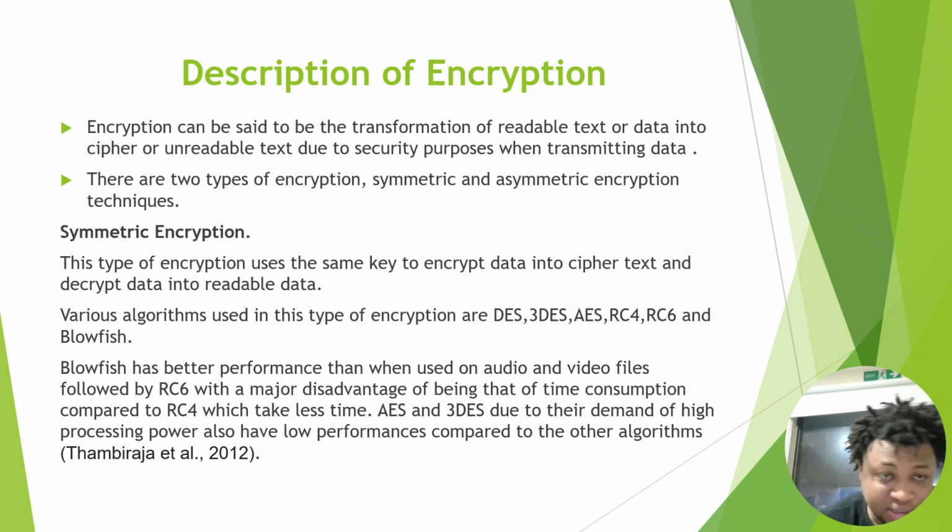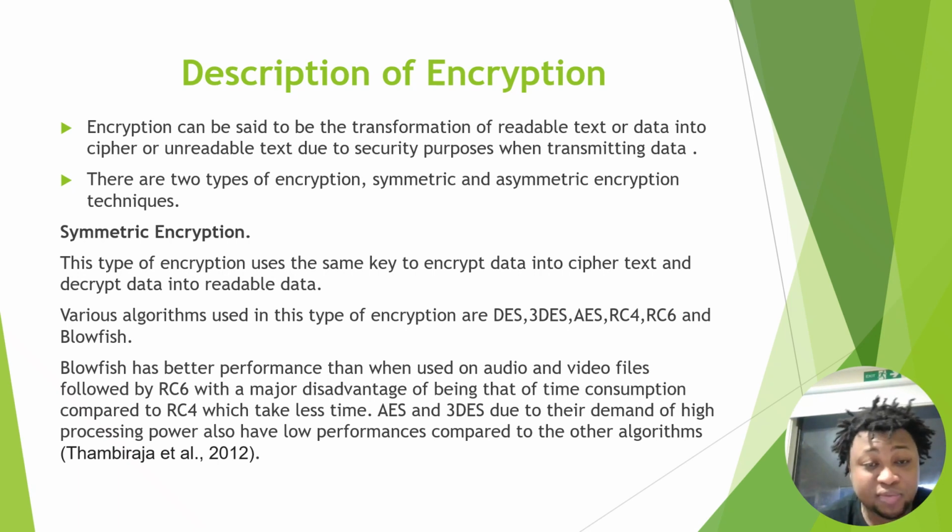So I'll start by describing what encryption is, which is a transformation of readable text into ciphertext. This is done through certain types of algorithms, which we'll come to see later. There are two major types of encryption, which are symmetric and asymmetric encryption techniques. I'll start by defining what symmetric encryption is. This type of encryption uses the same key to encrypt data into ciphertext and decrypt data into readable text. So there's only one key used in symmetric encryption.